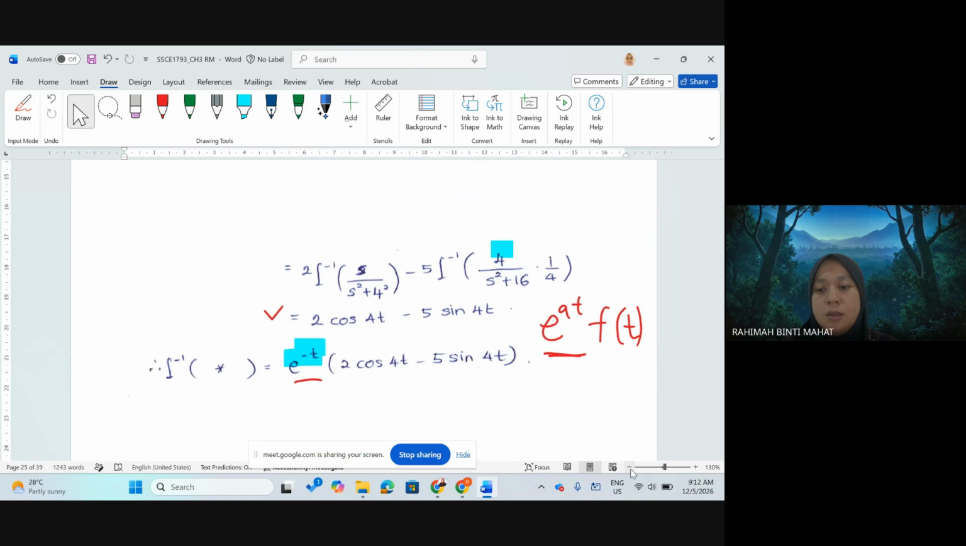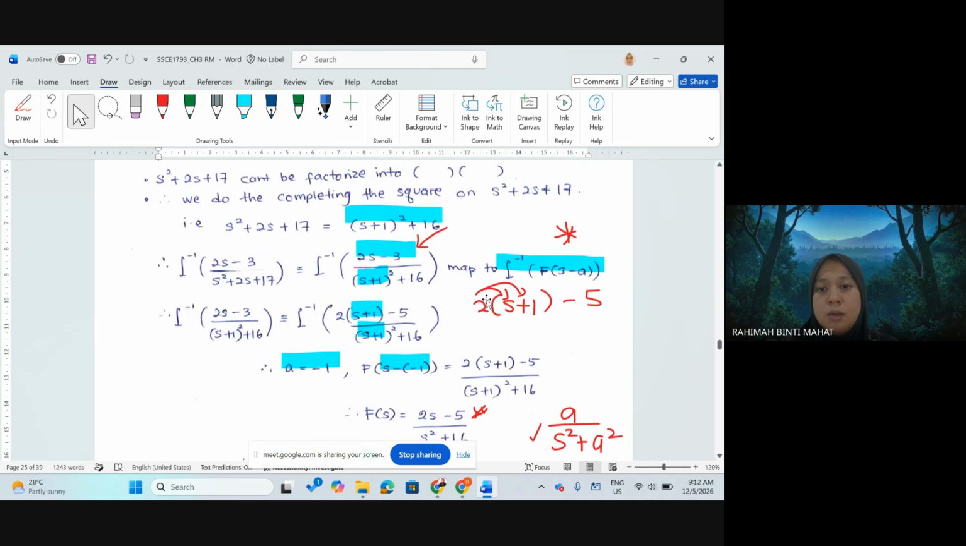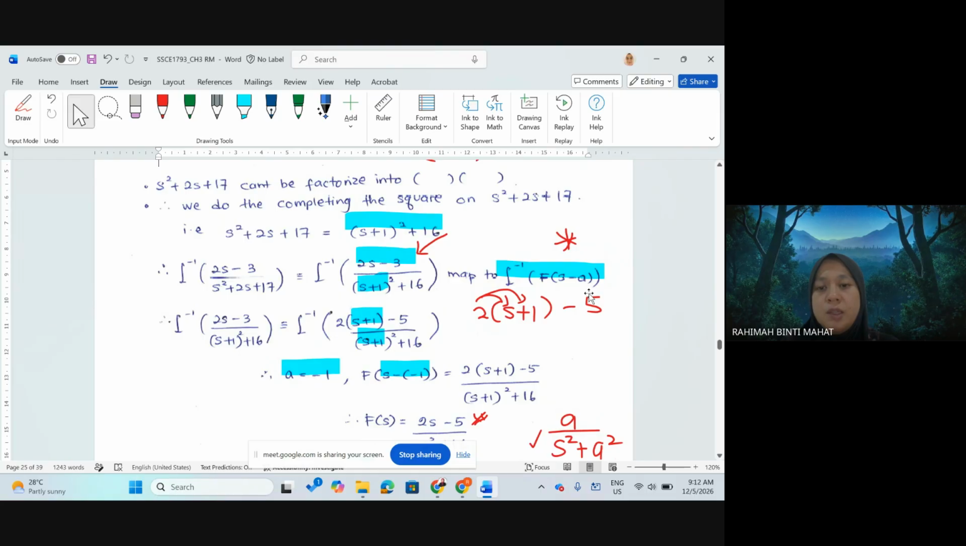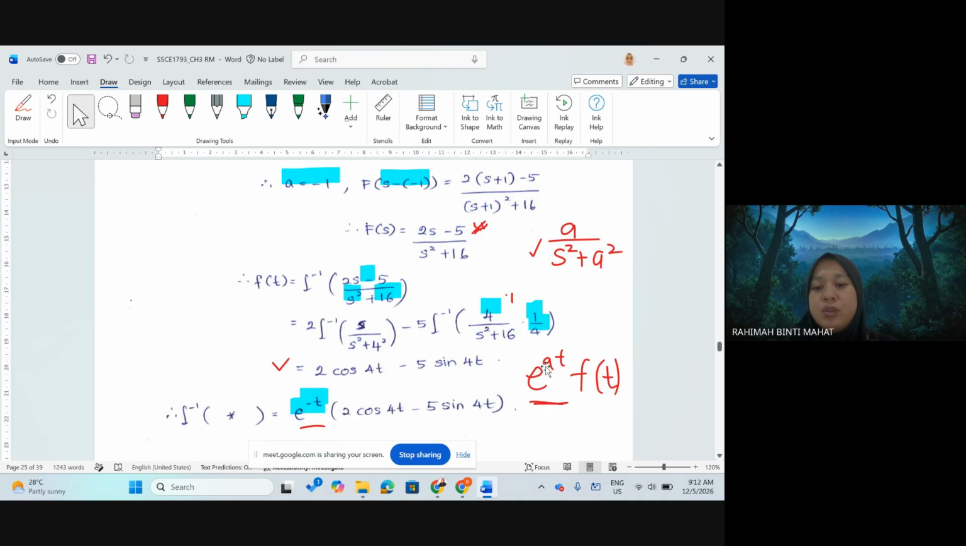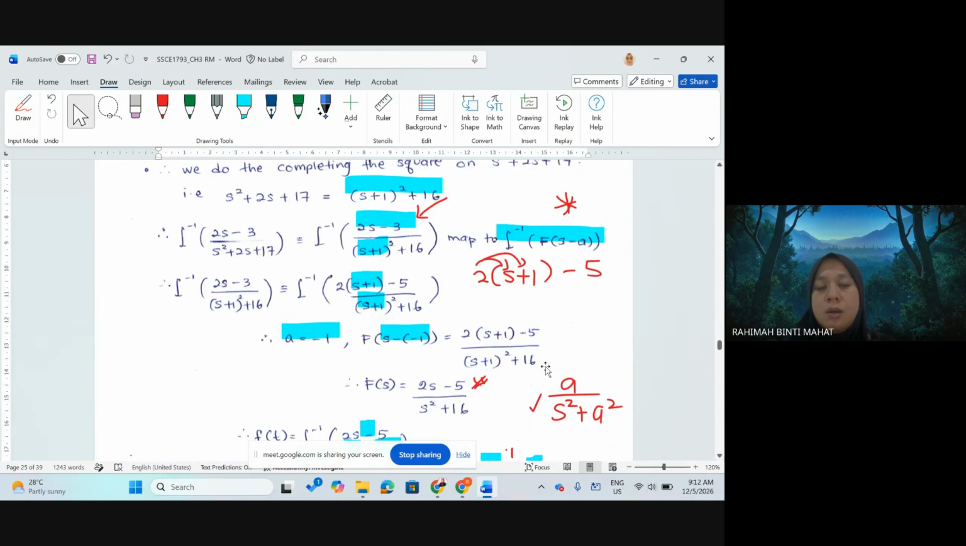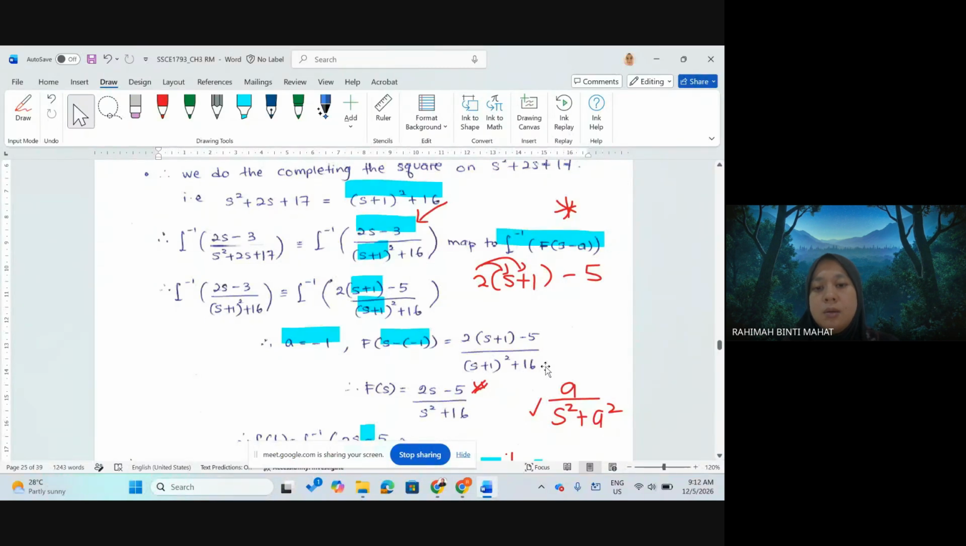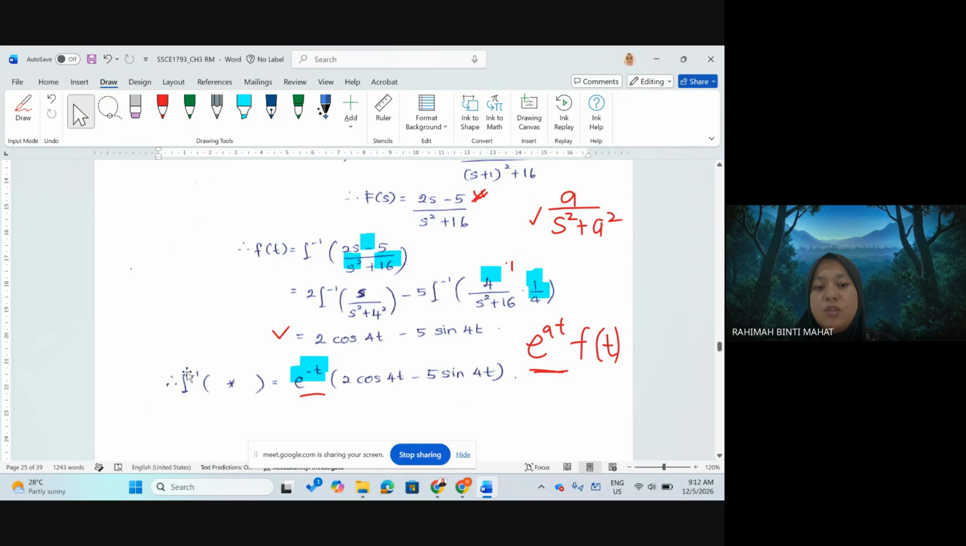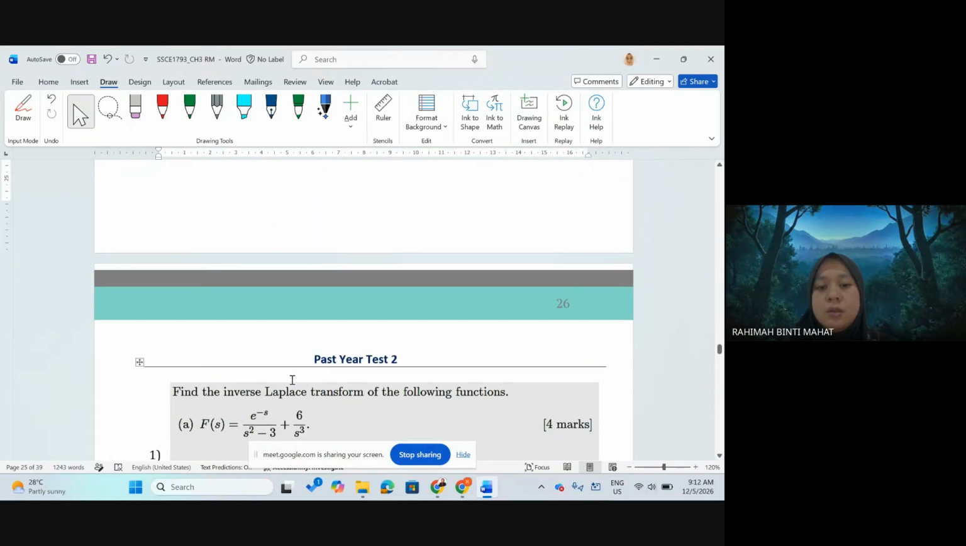Is that clear? So basically, if you want to answer this type of question, you need to know and memorize all the formulas. What is the formula of Fs minus a? Fs minus a is equal to exponent at ft. Please don't forget about the last part here. This one is 1 mark for the final answer.